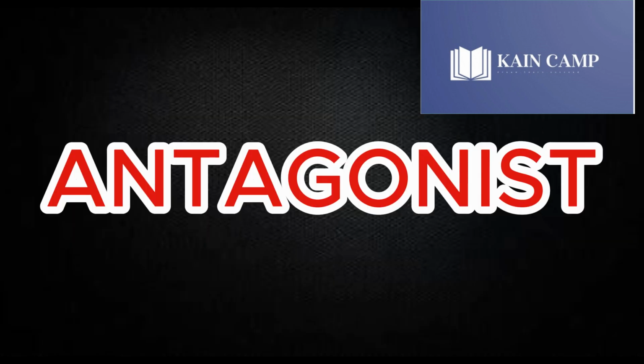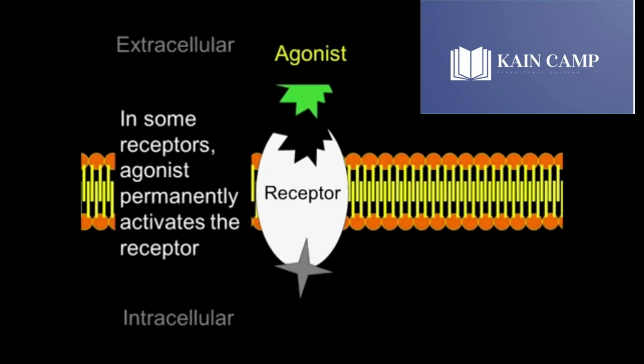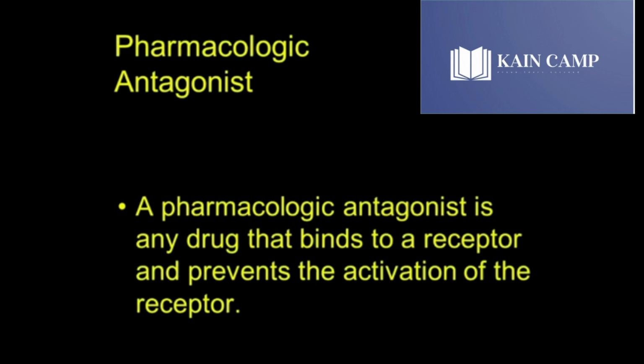Now we have to talk about the second thing, the antagonists, pharmacological antagonists. A pharmacological antagonist is any drug that binds to a receptor and prevents the activation of the receptor. So we have different types of antagonists, and we will discuss all of them one by one.